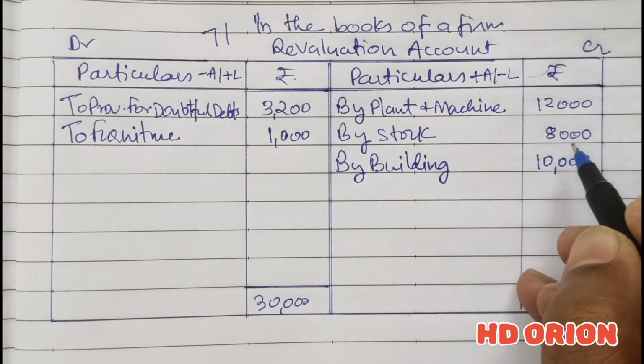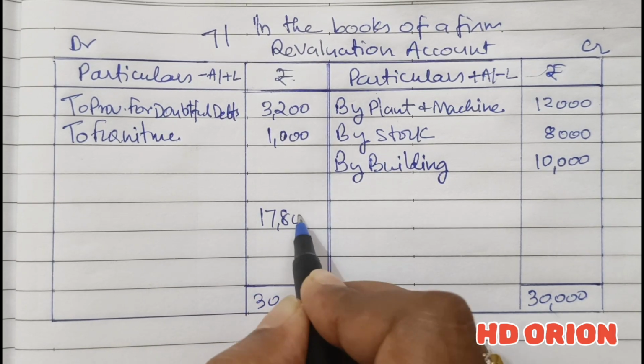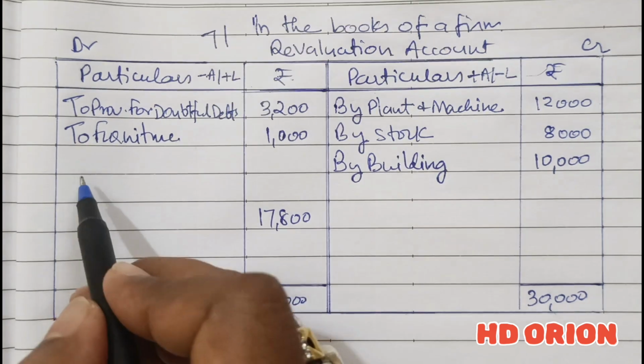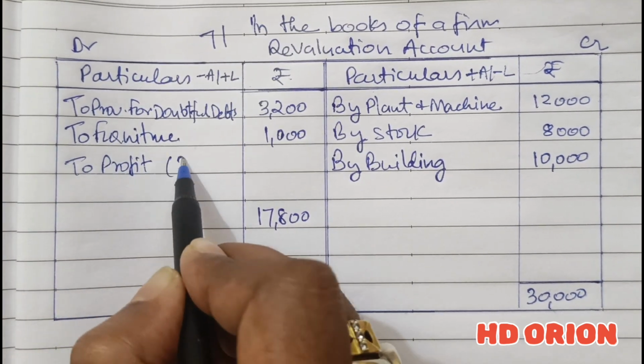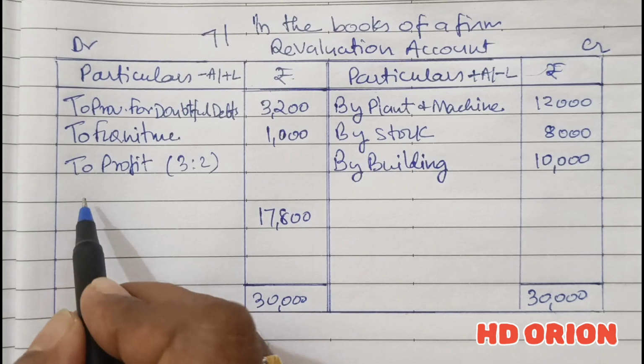We have a credit balance. You see the credit side is heavier, and the balancing amount is rupees 17,800. So credit balance is a profit. So there is a profit on revaluation, and it will be given to old partners in their old profit sharing ratio, Deepika and Rajshri.